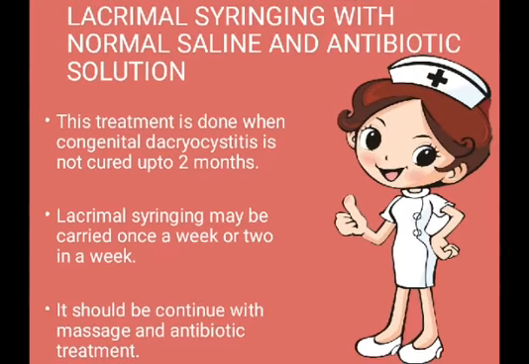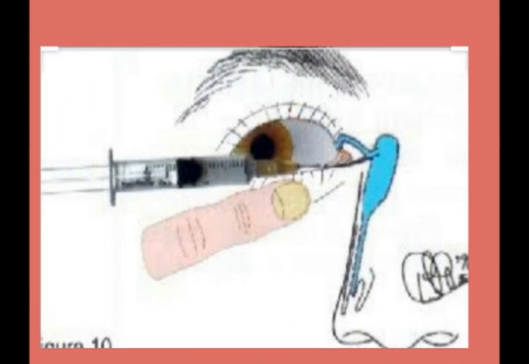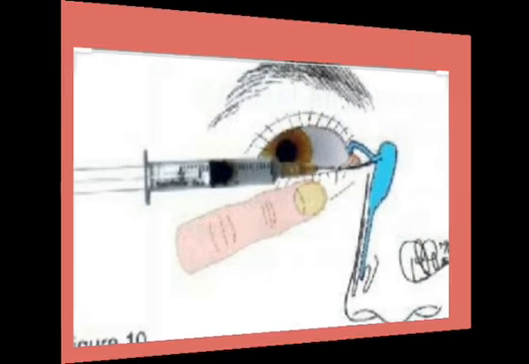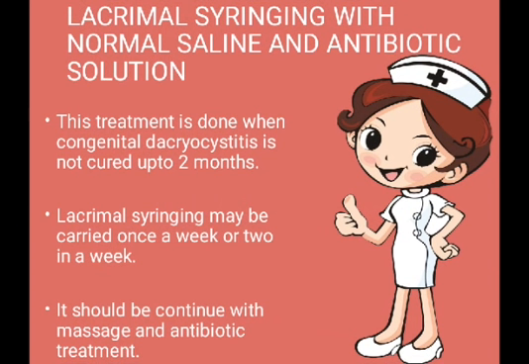Let's jump to the second treatment, which is lacrimal syringing with normal saline and antibiotic solution. Here the lacrimal syringing is performed. We fill the syringe with normal saline and pass the needle of the syringe through the lower punctum and then the canaliculi. Then the saline passes through the lacrimal sac, the NLD and other parts. This treatment is done when the congenital dacryocystitis is not cured by 2 months.